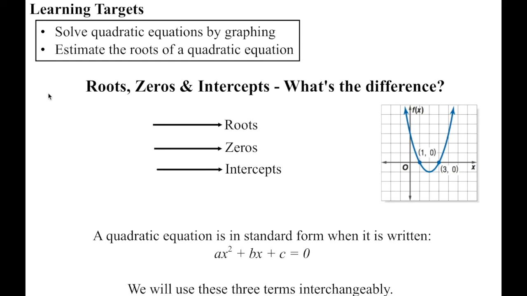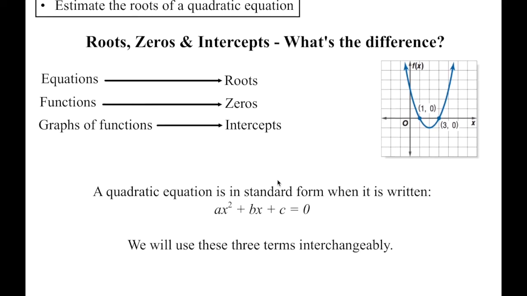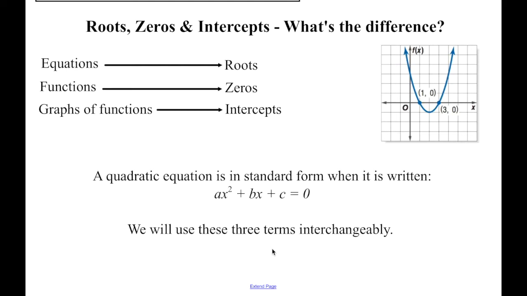So we have three terms that we throw around when we're solving quadratic equations, and those three terms are roots, zeros, and intercepts. Now, we use the term root when we're solving an equation. We say the roots of an equation are this. When we are dealing with functions, we say the zeros of the function are this. And when we're dealing with a graph, we say the x-intercepts of the function are this. All three of these words are referring to the exact same thing. So as you see in your notes, we're going to use those three terms interchangeably. And those roots and zeros and intercepts are where it crosses the x-axis. It's the x-intercept, not the y-intercept.